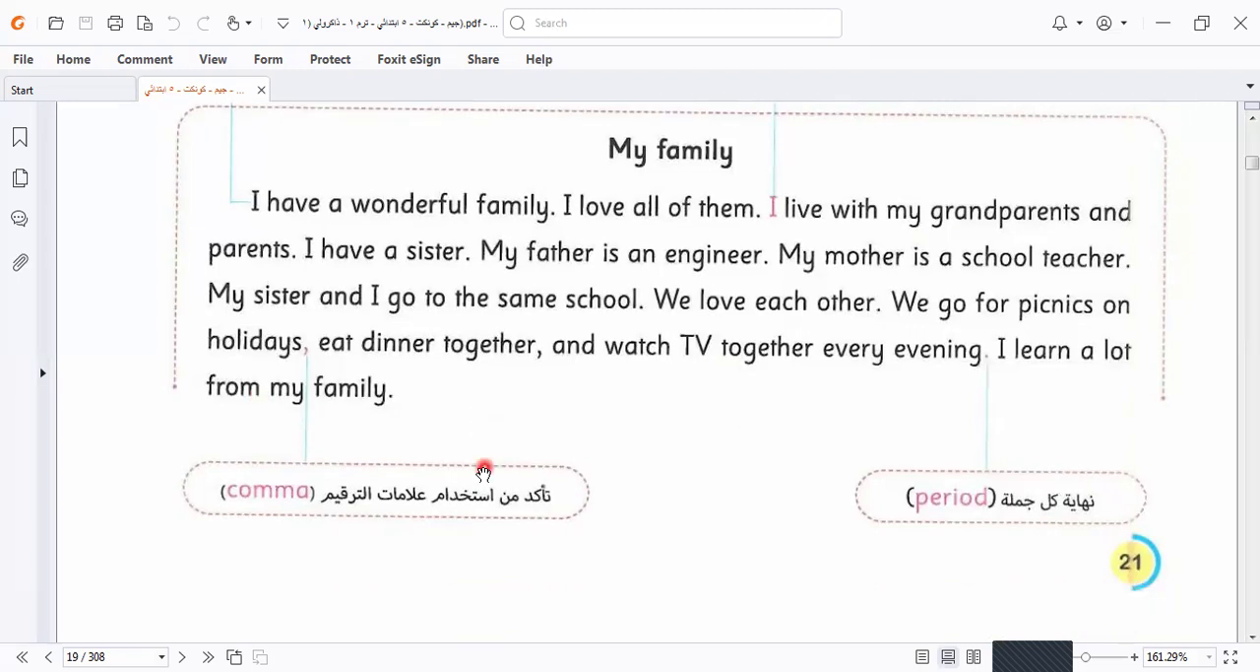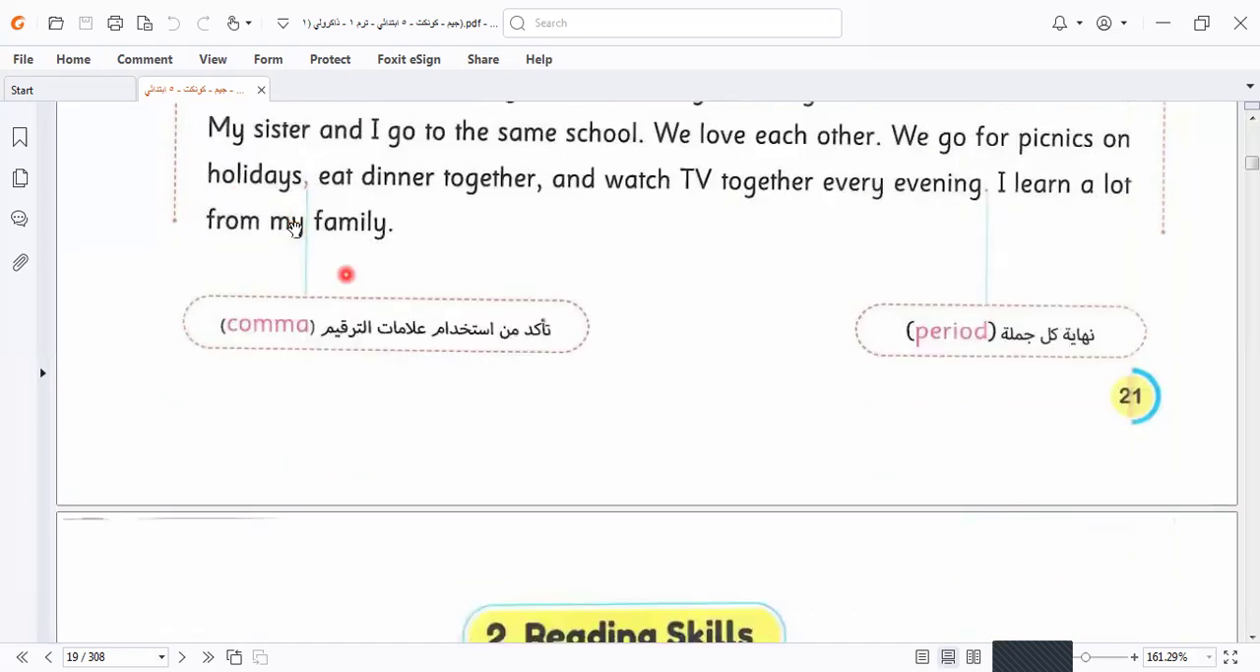Here we can guess with me which tense we used in this paragraph. I used what? Present simple tense, because I talk about something as a habit, okay? So I use here the present simple tense, okay?